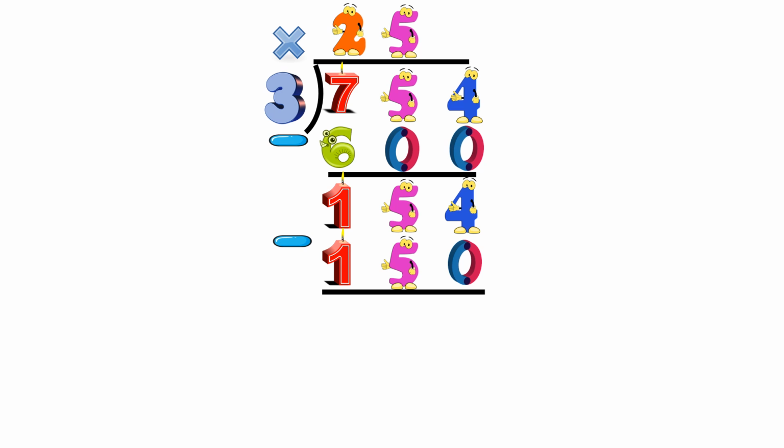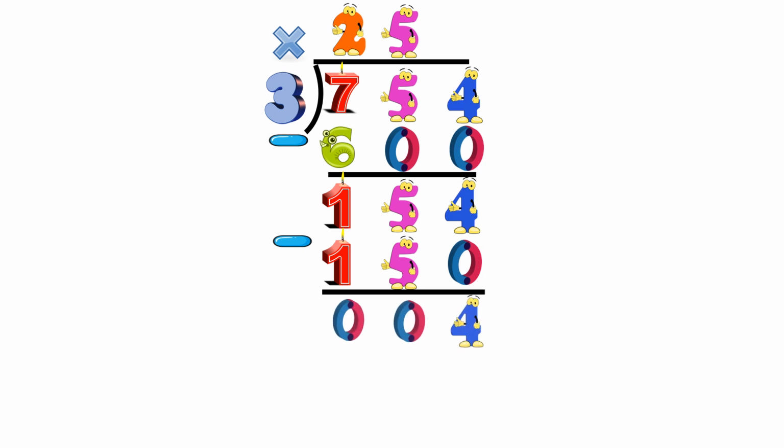To subtract these two numbers, we start by subtracting the ones digits. Here the ones digits are 4 and 0, and 4 minus 0 is equal to 4 in the ones place. Then we subtract the tens digits, which are 5 and 5, and 5 minus 5 is equal to 0 in the tens place. Finally, we subtract the hundreds digits, which are 1 and 1, and 1 minus 1 is 0 in the hundreds place.